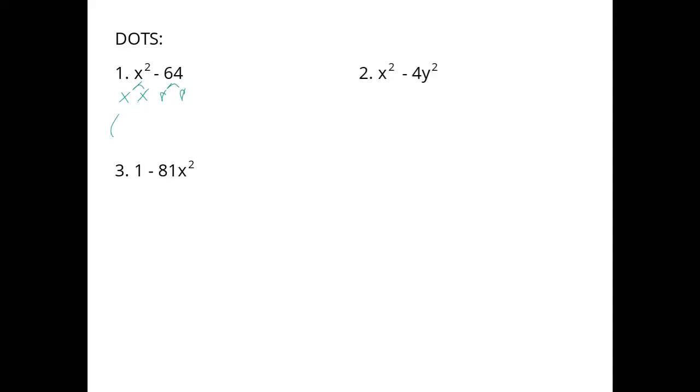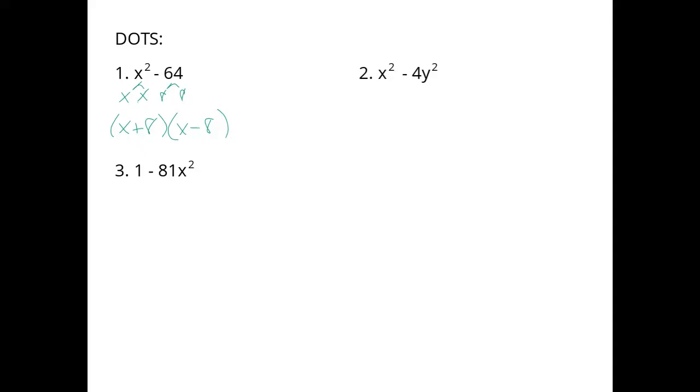And then DOTS is always two binomials. Whatever you get from the first factor tree is our first term. Whatever you get from the second is the second term. And then it's always plus in one, minus in the other. It doesn't matter the order, but it has to be a plus and a minus.